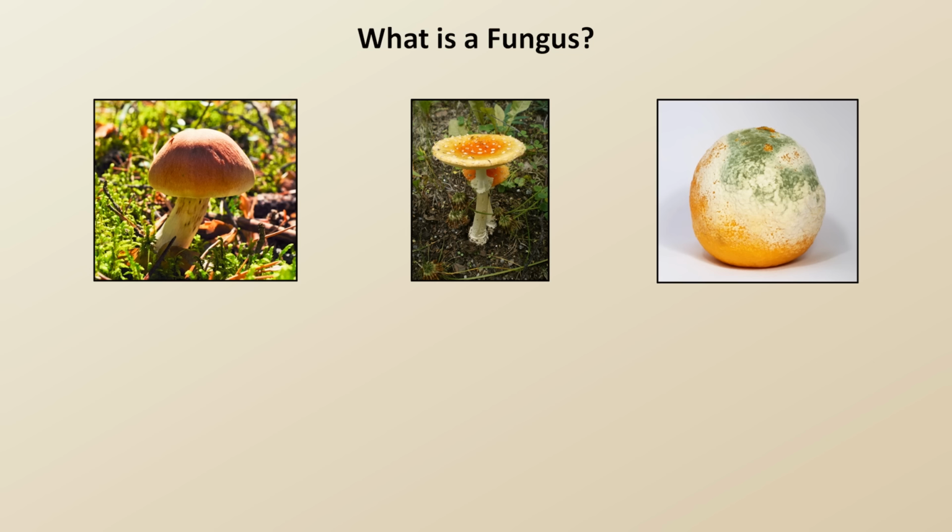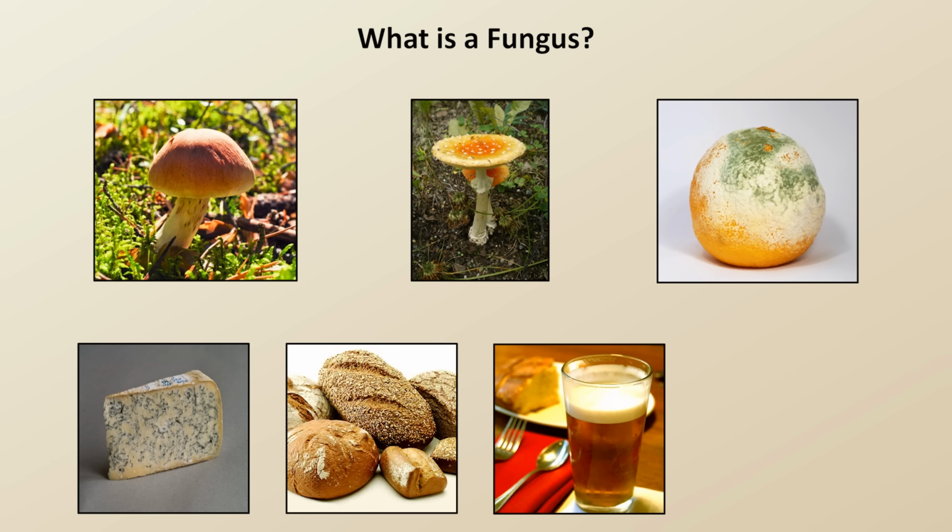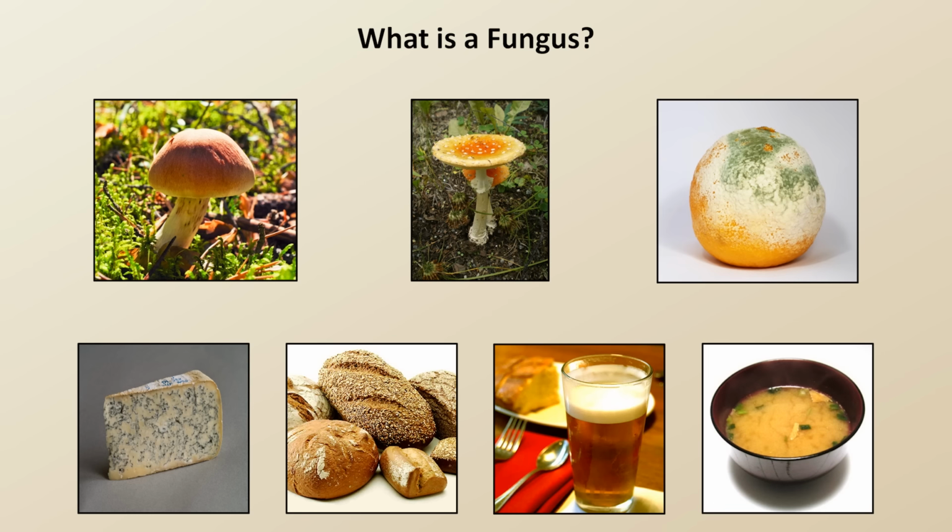For example, you know all that blue stuff in blue cheese? Guess what it is? That's right, fungus, specifically a genus of mold called Penicillium, which fascinatingly is the same mold genus that's responsible for penicillin. In addition, you know that yeast that we use to make bread rise and to brew beer? Also fungus. And even miso paste is produced in part by a species of Aspergillus.